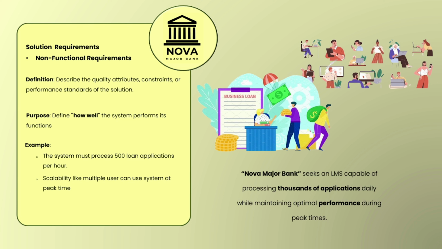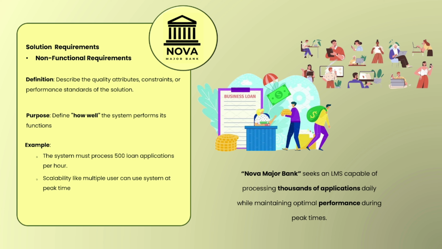Let's see an example. The system must process 500 loan applications per hour. Means if there are 500 applicants at a time, the system may work at that same speed, or it may not. Customers don't want to see "server is slow, please try again." They want a loan, not patience training. So such things should be there, so that at a time 500 loan applications can run.